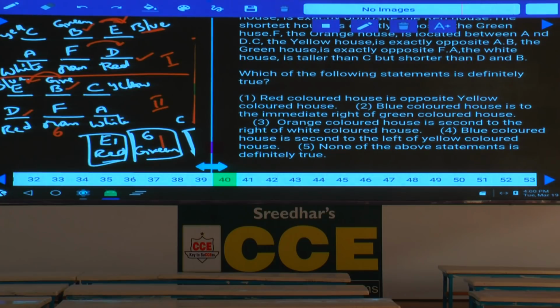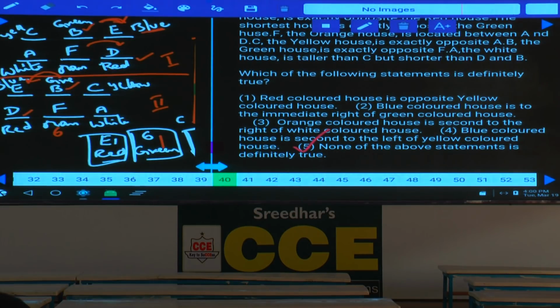Next one, choice 3: orange colored house is second to the right of white. That is false. And the fourth one: blue colored house is second to the left of yellow. In the first case, blue is second to the left, and in the second case, blue is second to the right. And this is also ruled out.